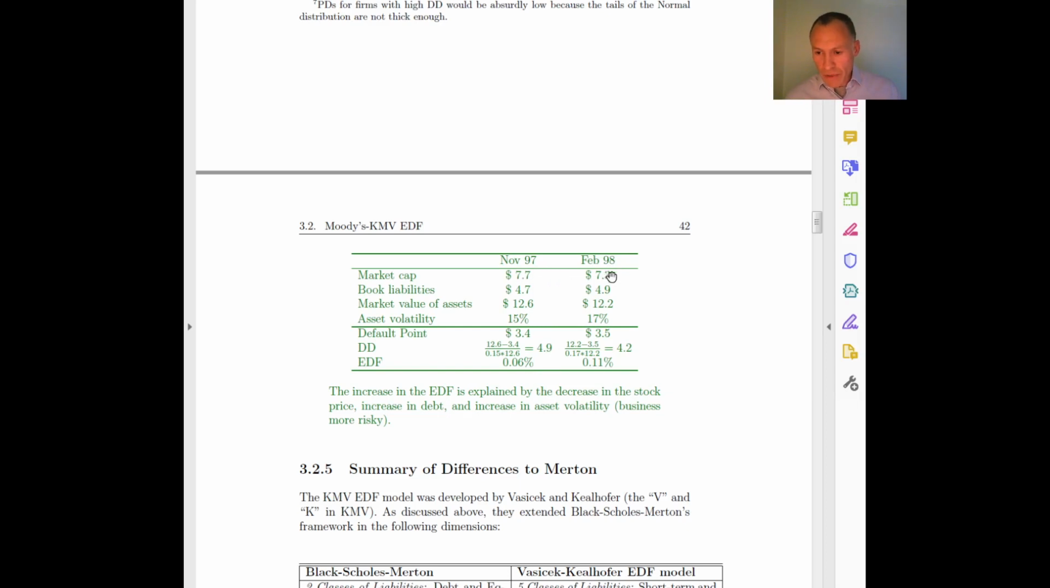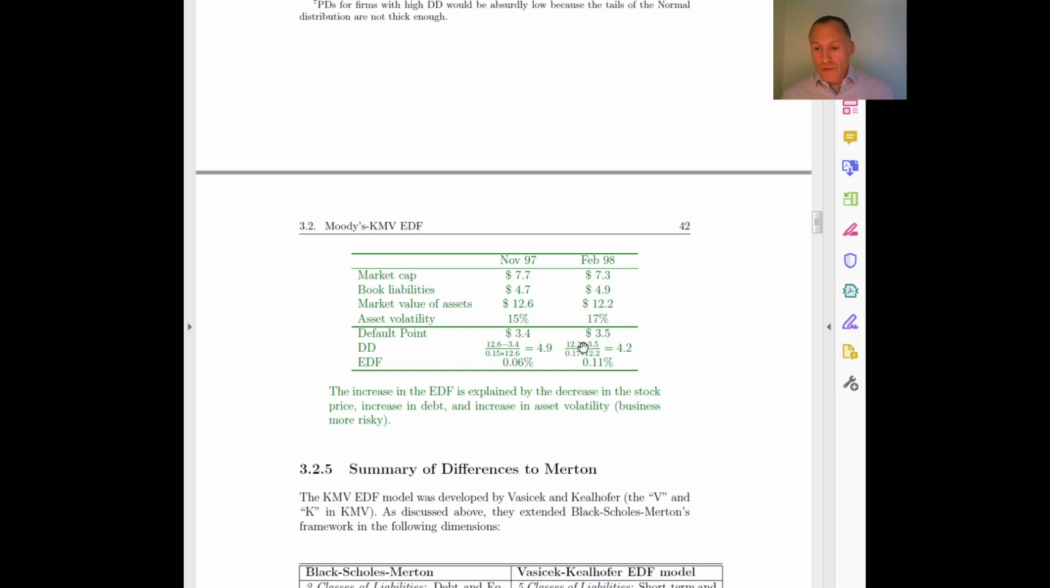So 3 months later, what happens? The market cap is lower, from 7.7 to 7.3. Liabilities are going up from 4.7 to 4.9. So this is already signaling that something is wrong, right? The stock price is going down, debt is going up. It's not a good sign. These are the values that they estimate for the value of the assets, lower from 12.6 to 12.2. The volatility is going up from 15 to 17. The default point is a bit higher right now, 3.5.